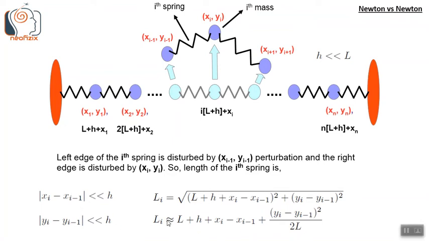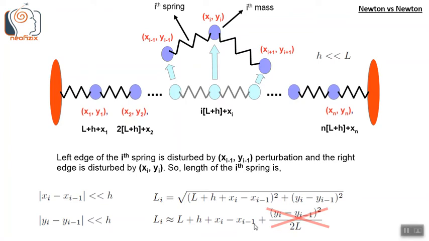So x_i minus x_{i-1} is much less than h. The y disturbance difference is also much less, and h is also much less than L. So under these conditions, L_i is approximately L plus h plus x_i minus x_{i-1} plus (y_i minus y_{i-1}) whole square by 2L. Further, as a first order approximation, we can even drop this y disturbance term, because it has a second degree variation which is relatively insignificant with respect to L plus h.